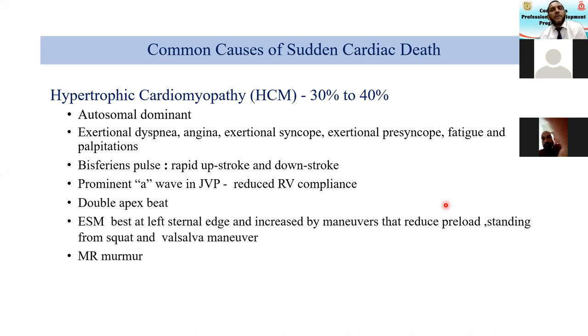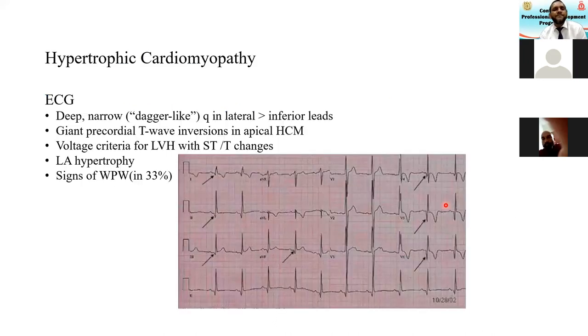Pulse is a bisferiens pulse with rapid upstroke and downstroke, prominent A wave in JVP, reduced right ventricular compliance. And you can see a double apex beat. And most importantly, the ejection systolic murmur is best heard at the left sternal edge. And it is important to note that this murmur intensity is increased by maneuvers to reduce the preload, like standing from a squat or Valsalva. So when you look at the murmur, do the maneuvers and check what has happened to the intensity. So that is one of the important findings, also MR murmurs.